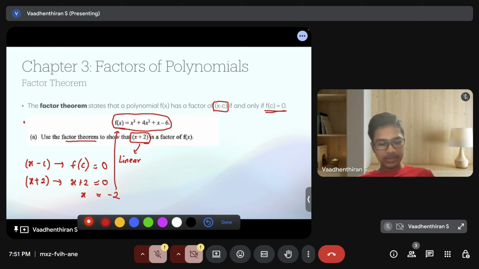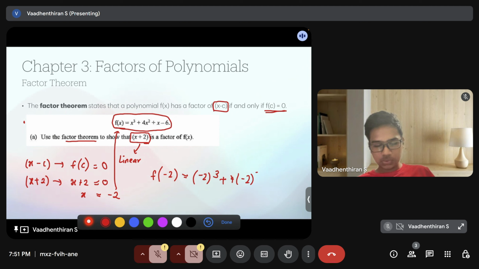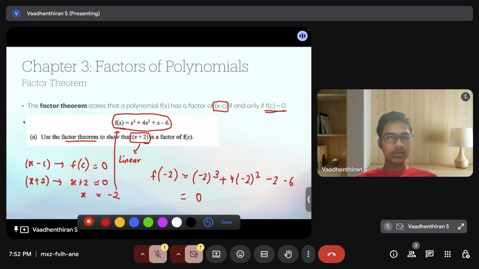So as we know, f of negative 2 is negative 2 cubed plus 4 times negative 2 squared plus negative 2 minus 6. This gives 0. And if this gives 0, x plus 2 is a factor of this function. Got it? Okay.